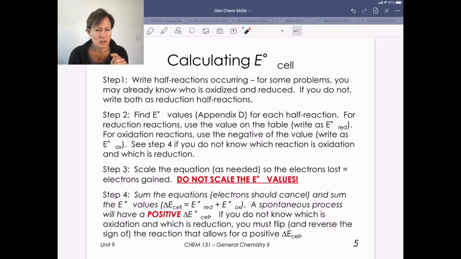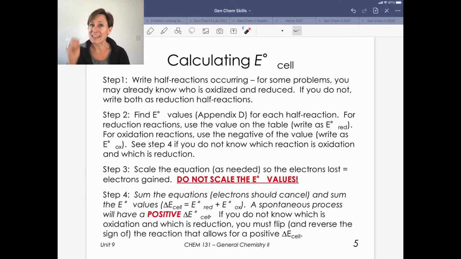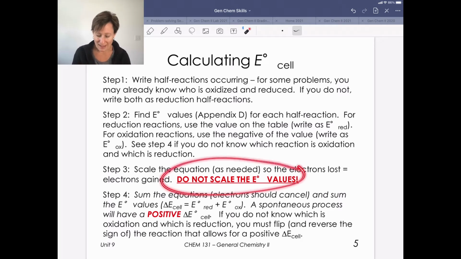When we scaled equations, when we did things like Hess's law, we scaled the delta H or the delta G values, or we manipulated K values when we were doing things with equilibrium constants. We do not scale anything here. Highlighting in red, do not scale this. We need to scale things from the coefficient standpoint, so we have the right number of electrons and a balanced overall reaction, but you do not scale the standard reduction potential values. So highlighting that. Classic place that students make mistakes.